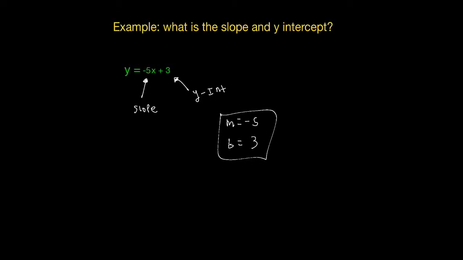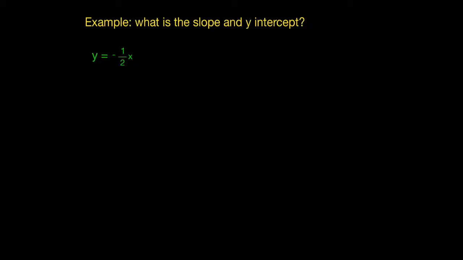Alright, let's take a look at one more. So now here it says, what is the slope and the y-intercept? Here we can think about adding this by 0, and you're going to see why I did that in a bit. But your slope again, your slope is going to be m equal to the number that's attached to x. So here we have -1/2.